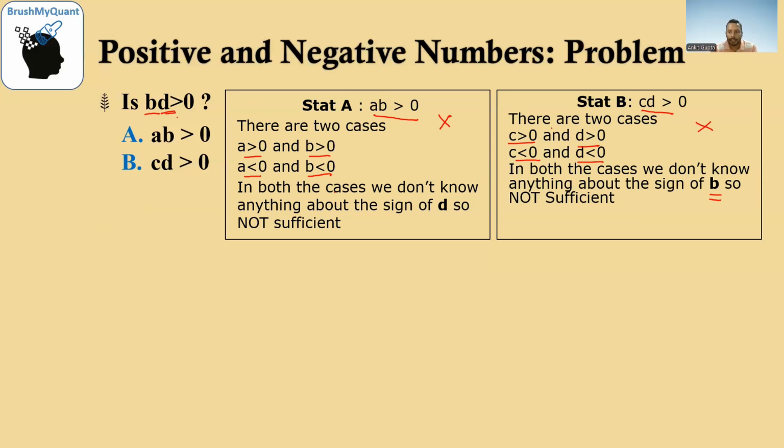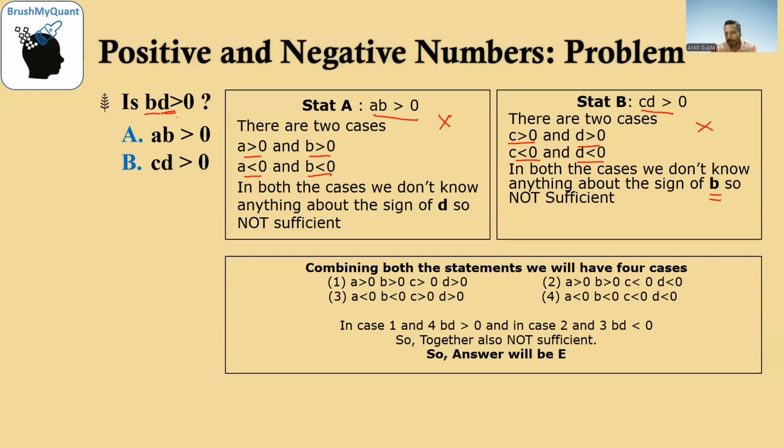Now let's see what happens if we take both of them together, right? So if we are taking both of them together, we'll end up with 4 cases. In the first case, all of them are positive. In the second case, A and B can be positive and C and D can be negative. Third case, A and B can be negative, C and D can be positive. And fourth case, all of them can be negative.